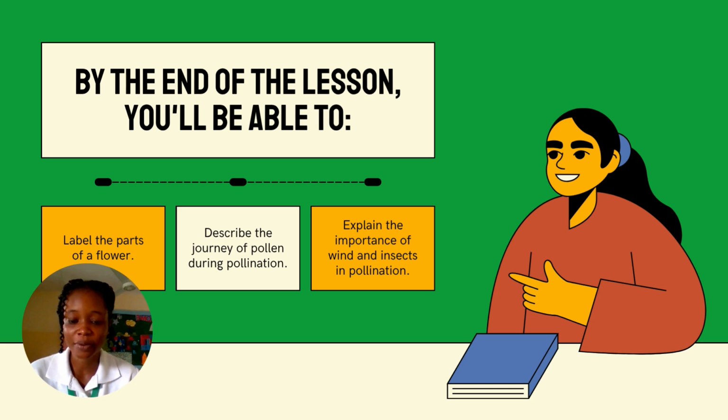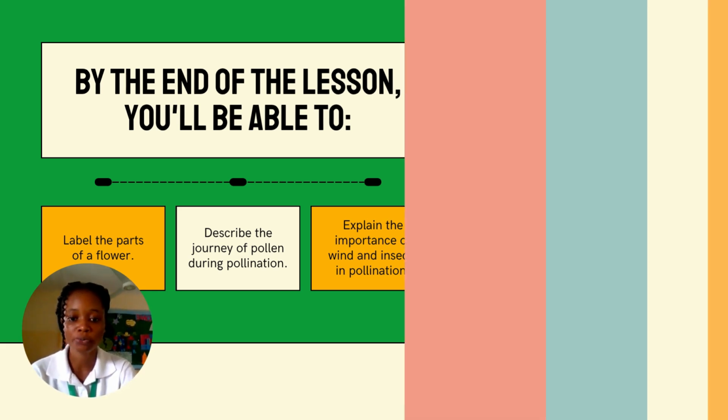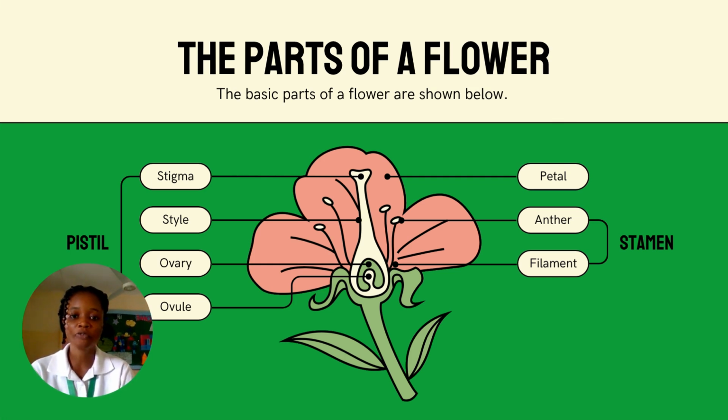For today's class, we're going to be looking at flowers and how to label the different parts of flowers. We're going to be looking at the topic of pollination and the importance of this process. Why is it important that this process occurs? So we have parts of a flower.